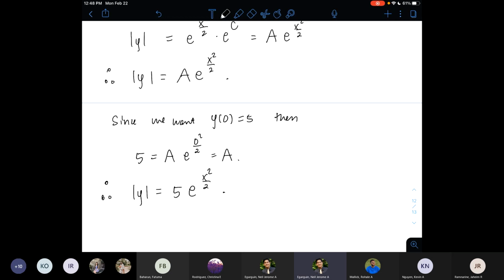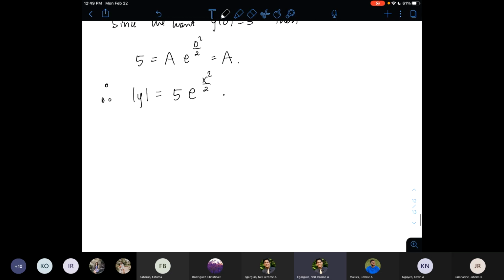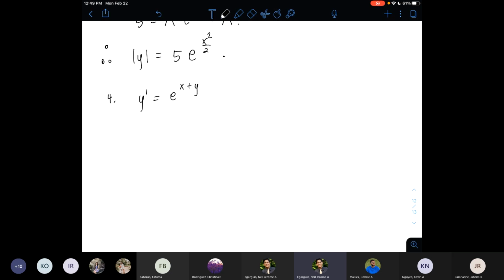Let's have another quick one. This is problem 4. Hopefully I can finish it in a minute or two. y prime is equal to e to the x plus y. Again, our goal is to separate the variables. So y prime, I'll rewrite as dy over dx in preparation for the separation.